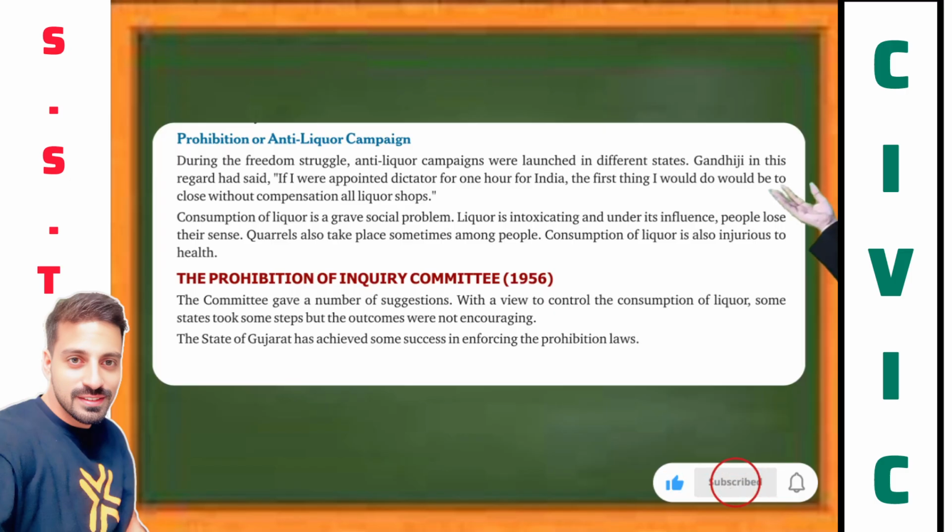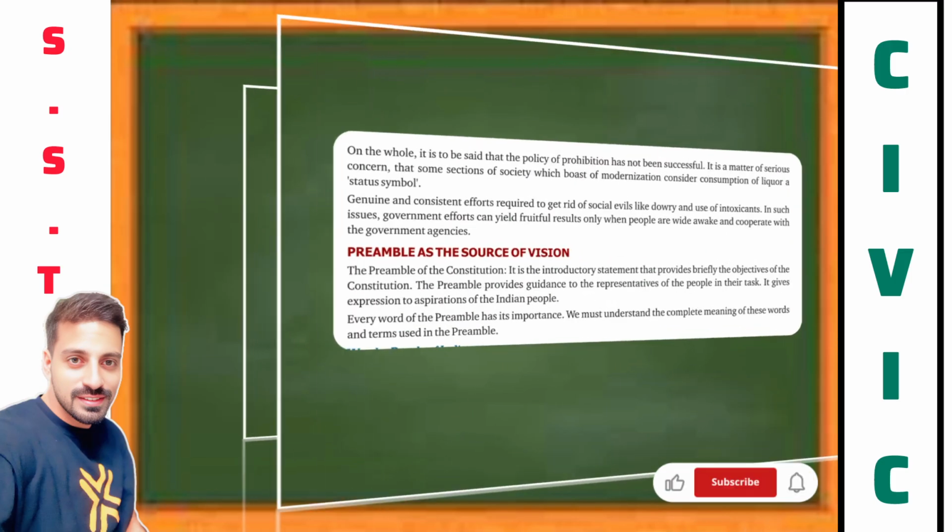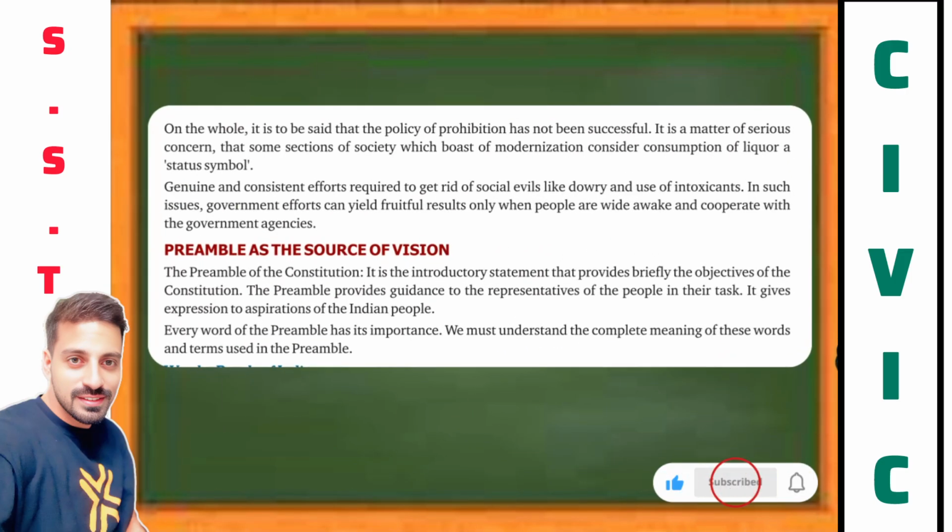The Prohibition Inquiry Committee, 1956. The committee gave a number of suggestions with a view to control the consumption of liquor. Some states took some steps, but the outcomes were not encouraging. The state of Gujarat has achieved some success in enforcing the prohibition laws. On the whole, it is to be said that the policy of prohibition has not been successful.